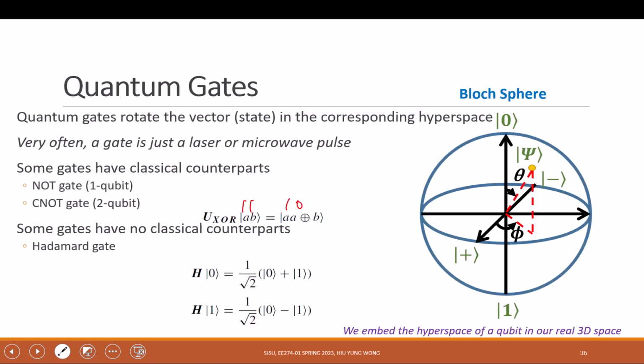Because if the qubits are not entangled, they are just like a classical circuit. There will be no benefit, right? One of the famous gates is called the Hadamard gate. It's just like you start with 0, it becomes a superposition of 0 and 1. Think about a classical computer. If you start with 0 and you get 0 plus 1, what is that?